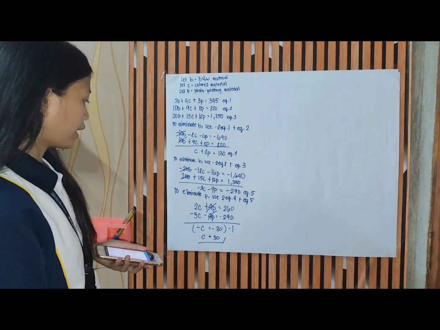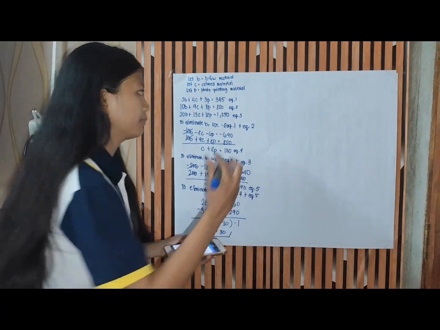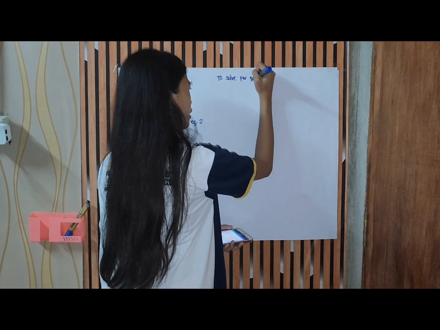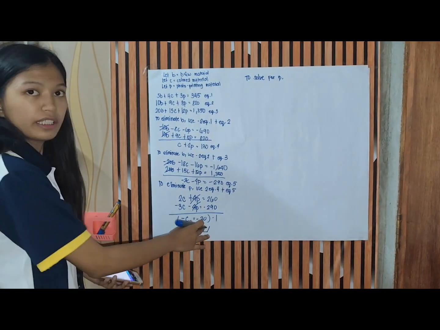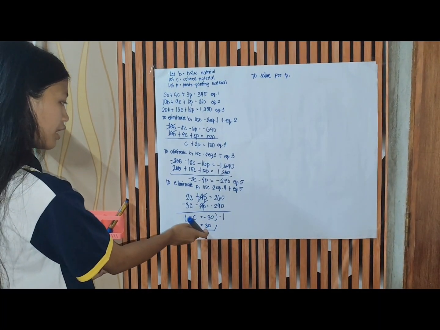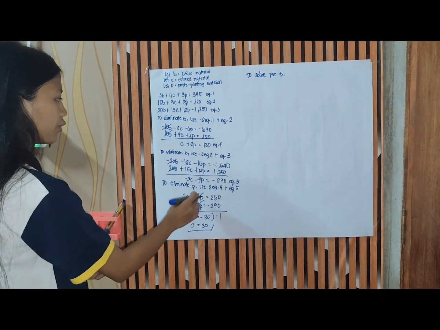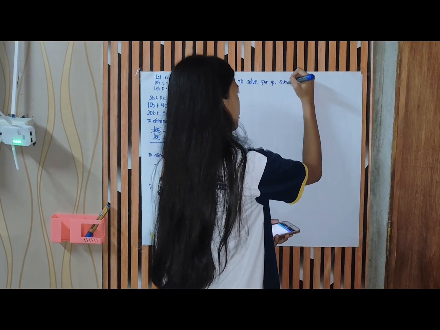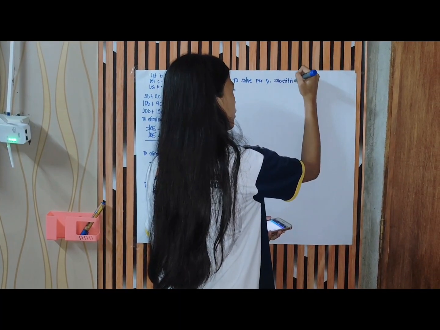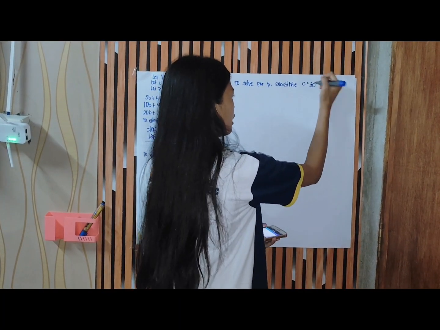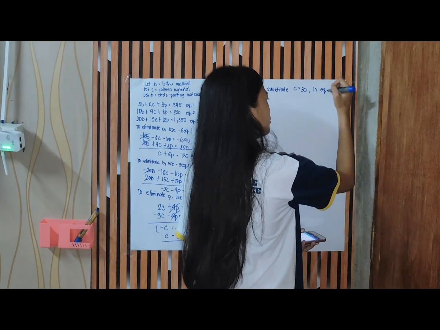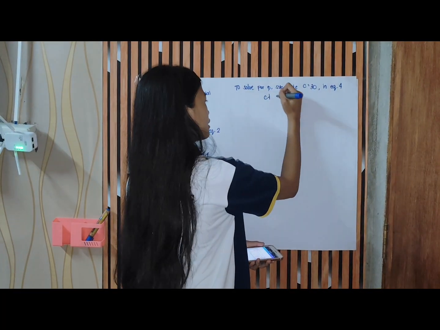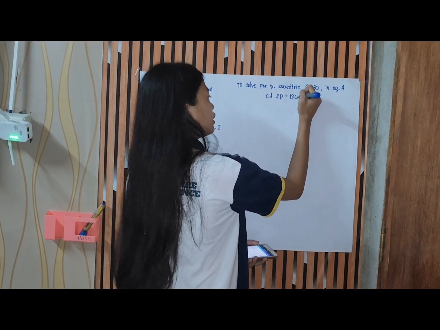So the next thing that we can do is to solve for the value of p. To solve for p, since we already found the value of c, we can just substitute it in either of these two equations. So we can use this equation number 4. So substitute c is equal to 30 in equation number 4. There. So let us copy this equation.